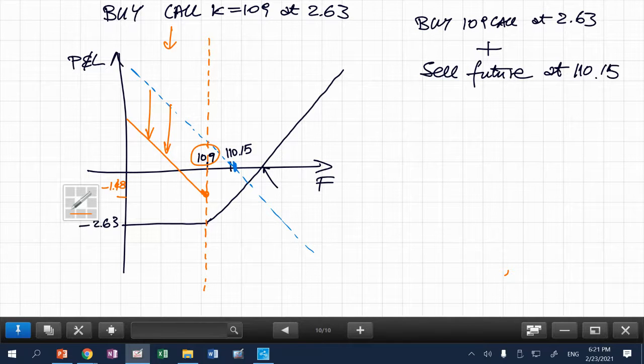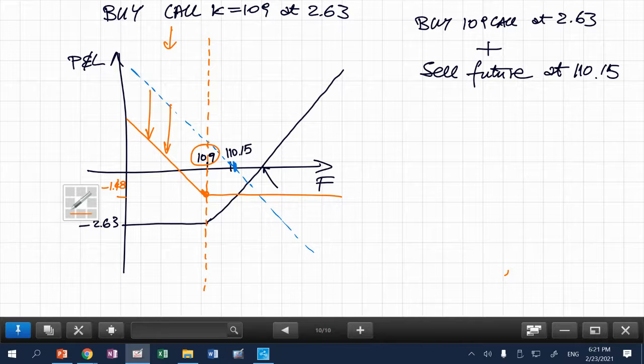What happens when I have prices greater than 109? For any extra euro of the future, I would have exactly a compensating effect. I make 1 more euro on the call because I exercise, but I have 1 euro less on the future. You have the sum of the plus 45 degrees and the minus 45 degrees going together. So what happens is that I stabilize my profit, which is an overall systematic loss of 1.48.